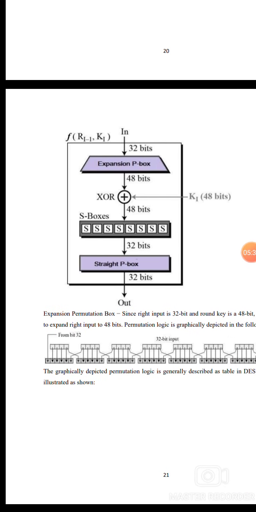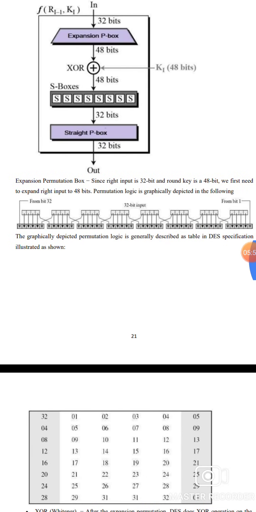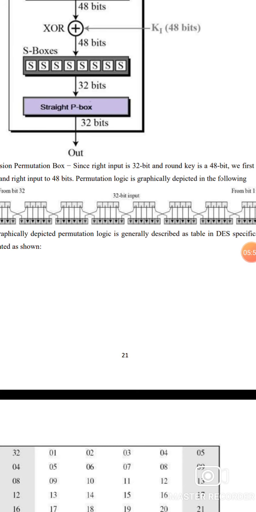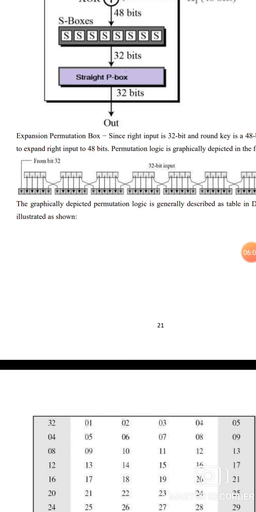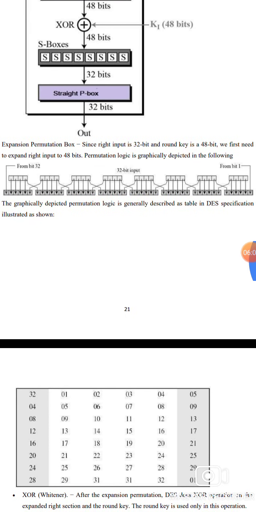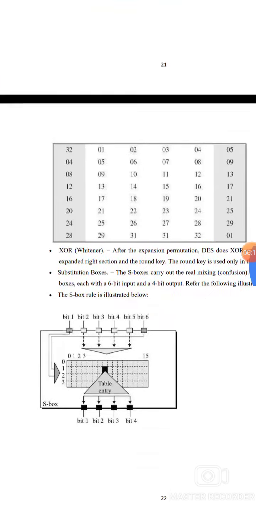This diagram shows the expansion permutation box. The 32 bits go into the expansion P-box, which outputs 48 bits, then the XOR using 48 bits with K1. The S-boxes are represented as S, producing 32 bits, then the straight P-box uses 32 bits, then output. The expansion permutation is needed since the right input is 32 bits and the round key is 48 bits. First, we need to expand the right input to 48 bits. Permutation logic is defined from the 32-bit input, from bit 1 to bit 32. This is the table represented as the DES specification.